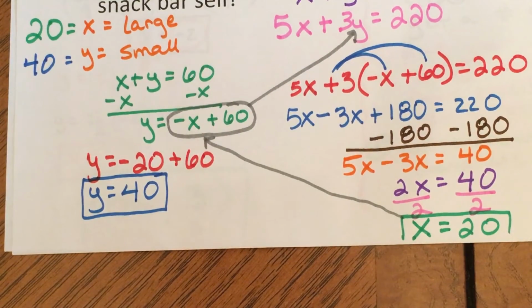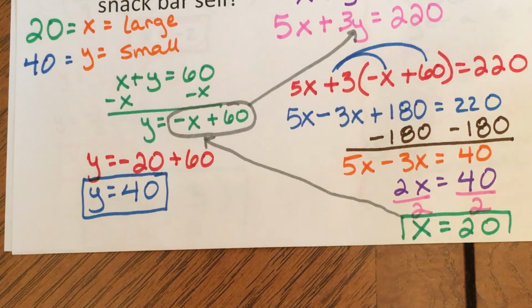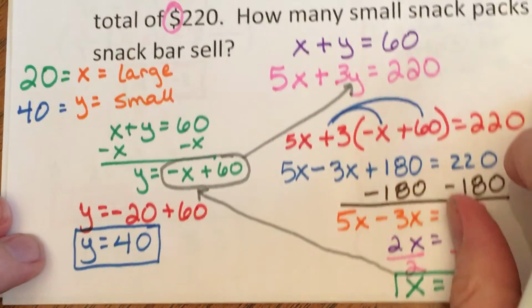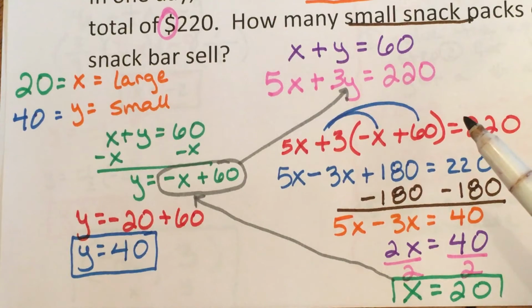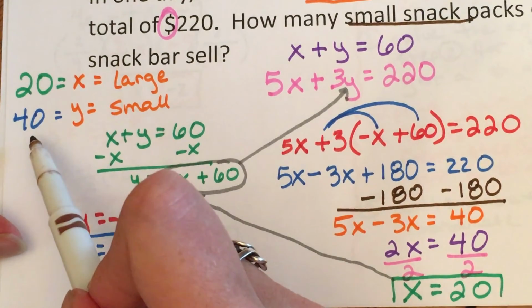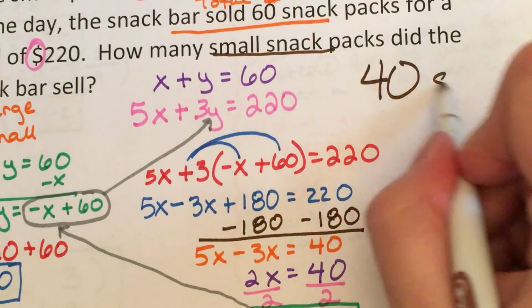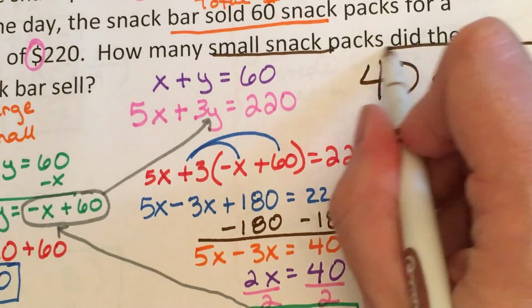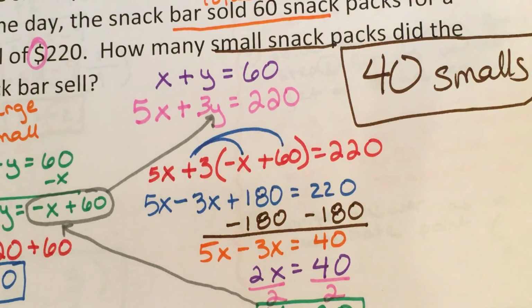Sweet. So now we can answer our question. How many small snack packs did the snack bar sell? 40 smalls. Ta-da! That is exactly the kind of problem I'm expecting on the state tests, but we're going to get so much practice with that, you're going to be a master. Don't you worry.